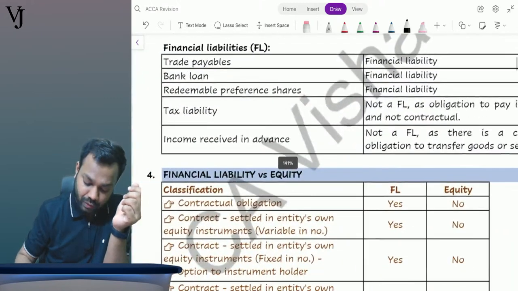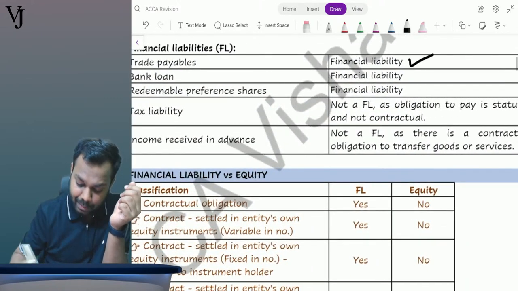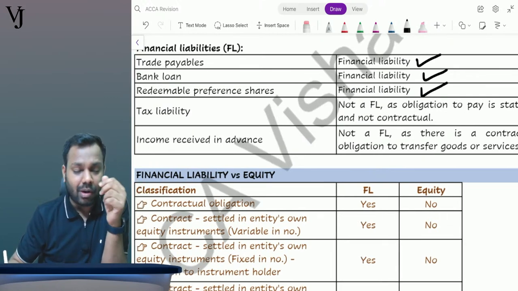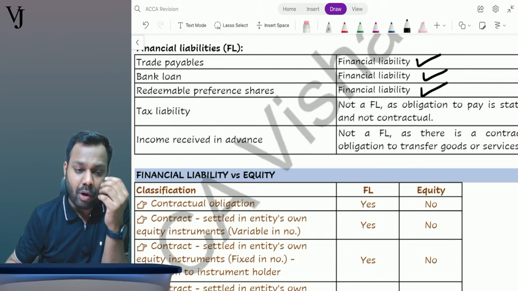Now, coming to financial liabilities, trade payables is a financial liability, bank loan is a financial liability, redeemable preference shares is a financial liability, tax liability is not a financial liability. Why? Because it is a statutory obligation, right?